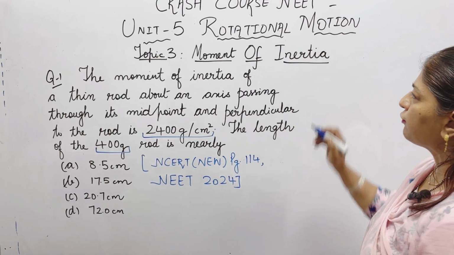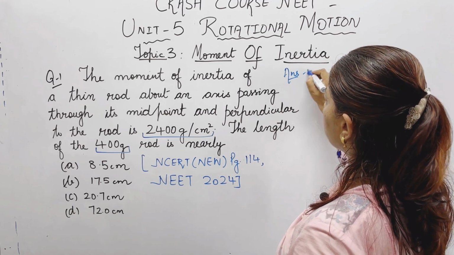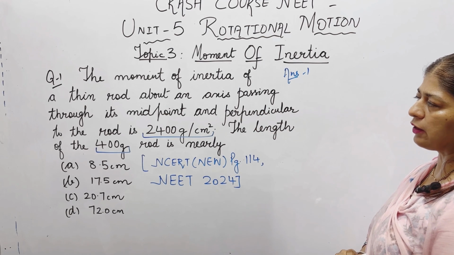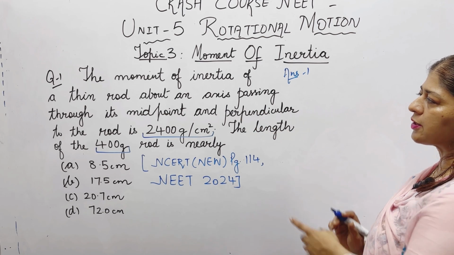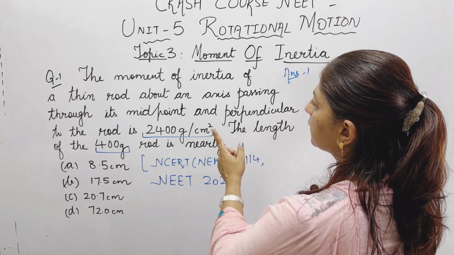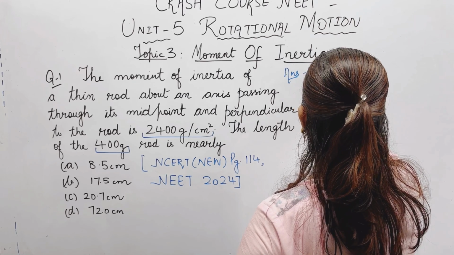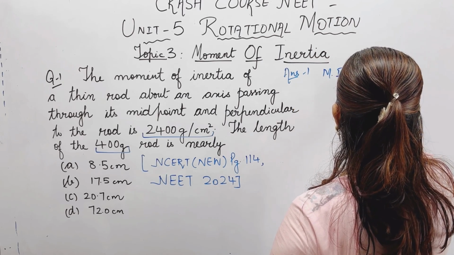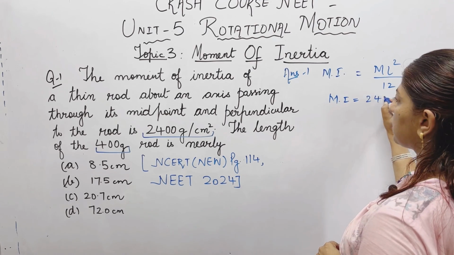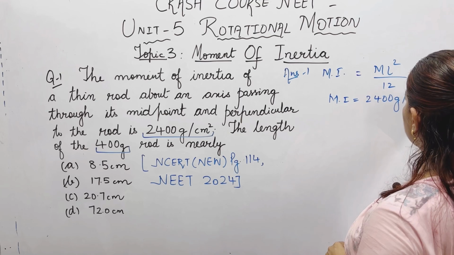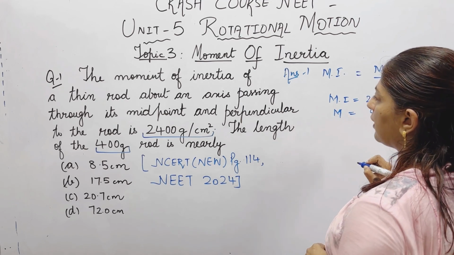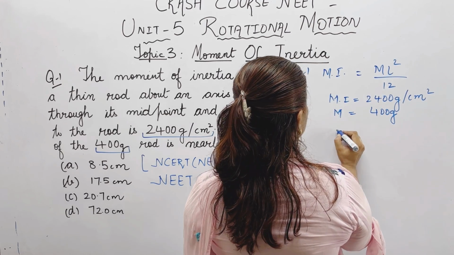If you remember the table I have given to you about the moment of inertia, there I have drawn the figure also and given you the formula for the same. So it is a directly formula-based question. We are having a thin rod. The moment of inertia of a thin rod is given by ml square by 12, and the moment of inertia of the rod is given as 2400 gram per centimeter square, and the mass is given as 400 gram, and we need to find out the length.